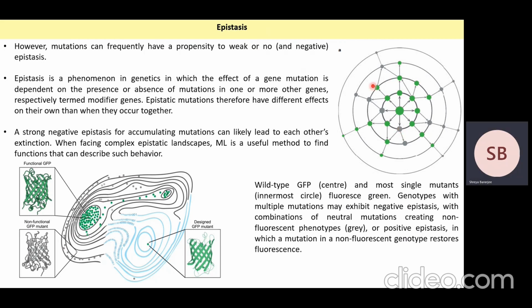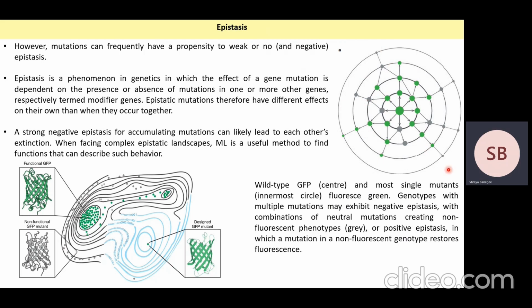However, in the second circle, which implies another round of mutations, what can happen is that a green fluorescent mutation can either extinguish and become non-green fluorescent, or it can remain green fluorescent.